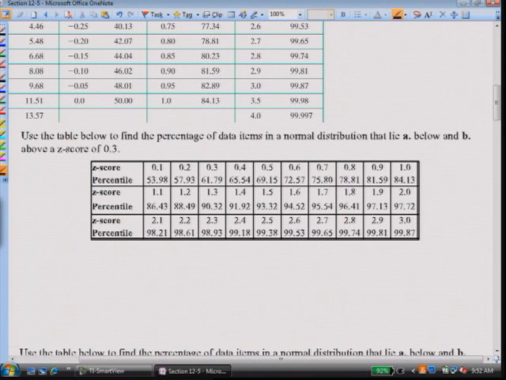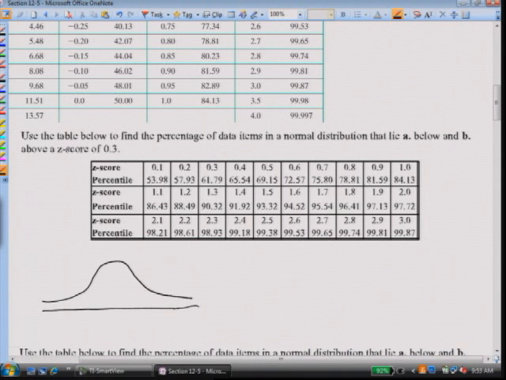So you're going to be really glad that you've thought about this before. It's going to give you a heads up on some of the thinking in a course on statistics. So the first thing I would always tell a student to do in a statistics class is to make a picture. So we have a normal distribution with a z-score of 0.3.